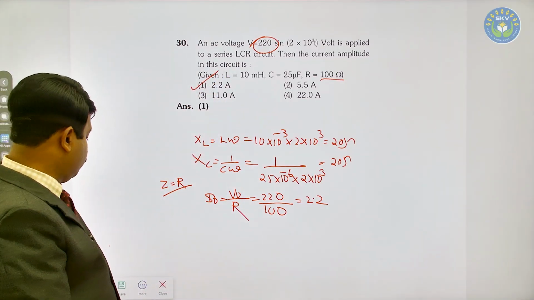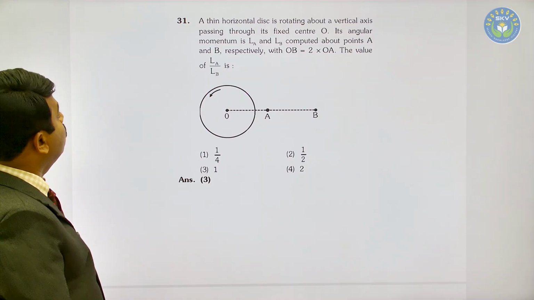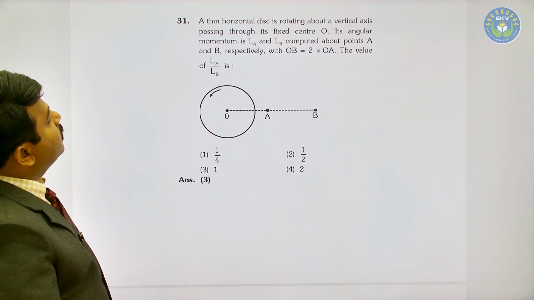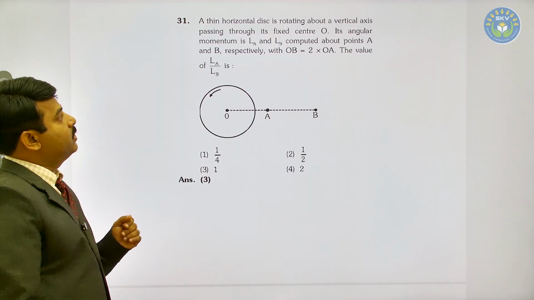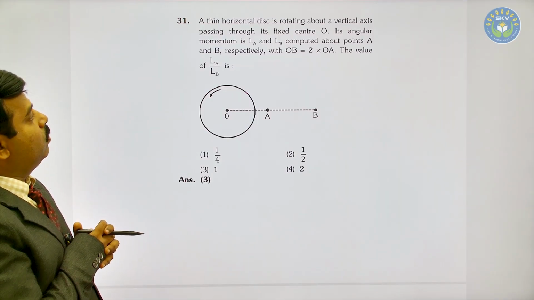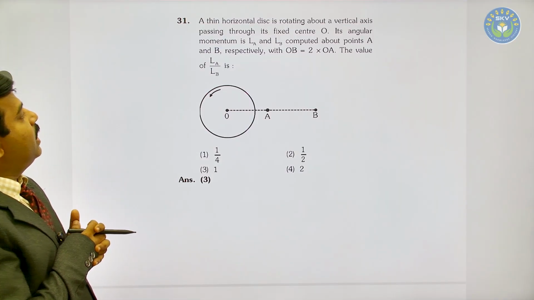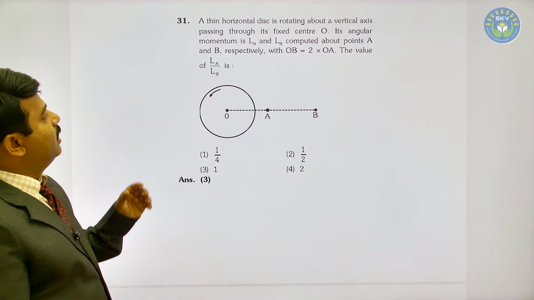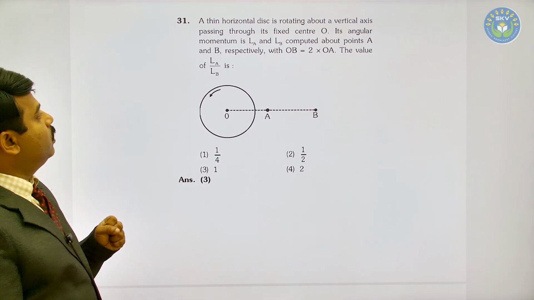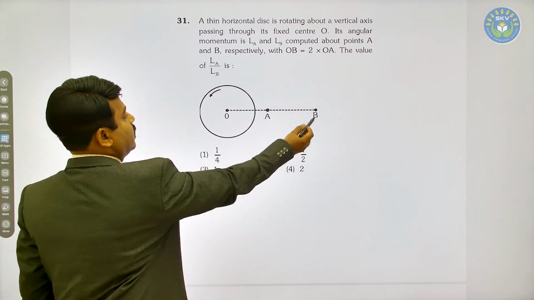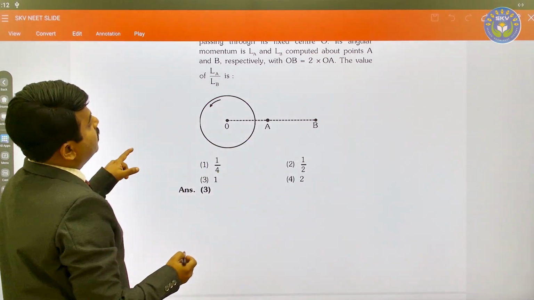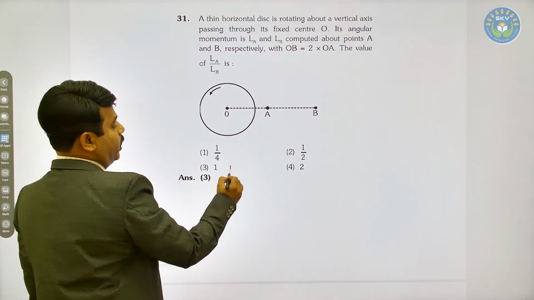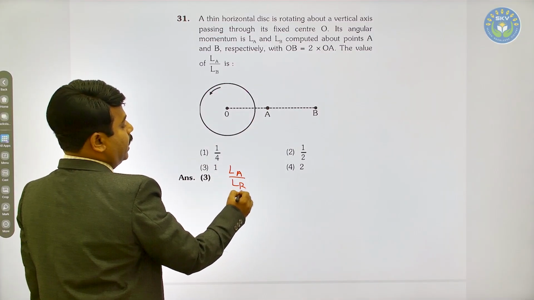All right. Question number 31. A thin horizontal disc is rotating about the vertical axis passing through the fixed center of its angular momentum. The angular momenta are LA and LB, computed about the points A and B respectively. OB is given as 2 into OA. This distance is double of this distance. LA by LB, angular momentum about these points, LA by LB, right?